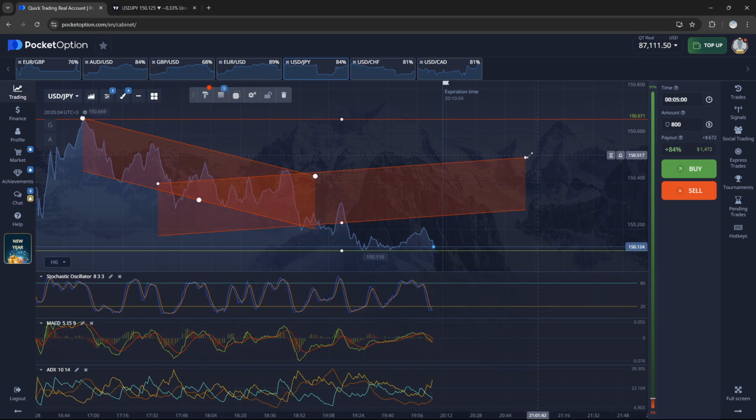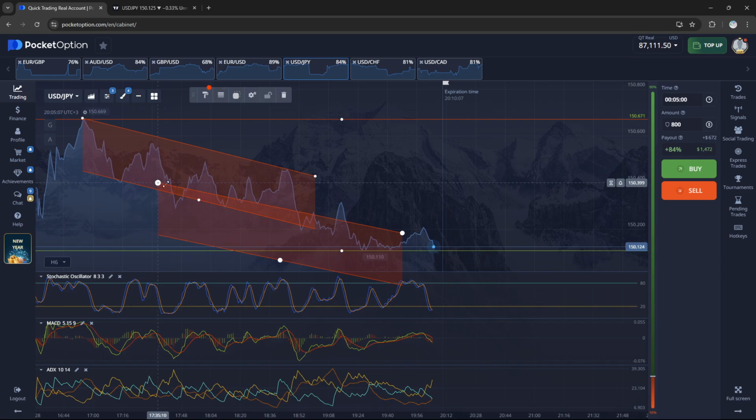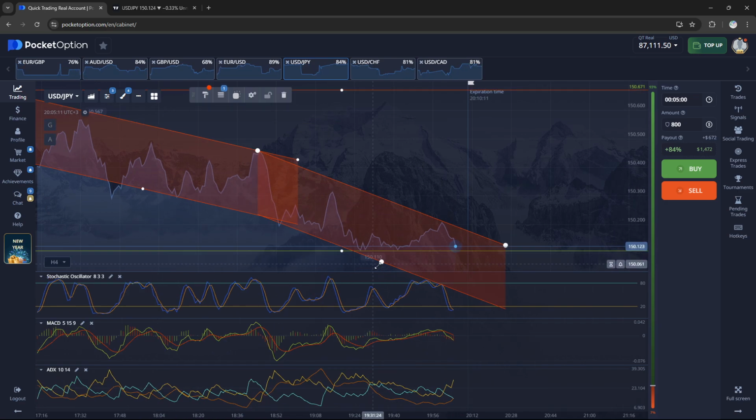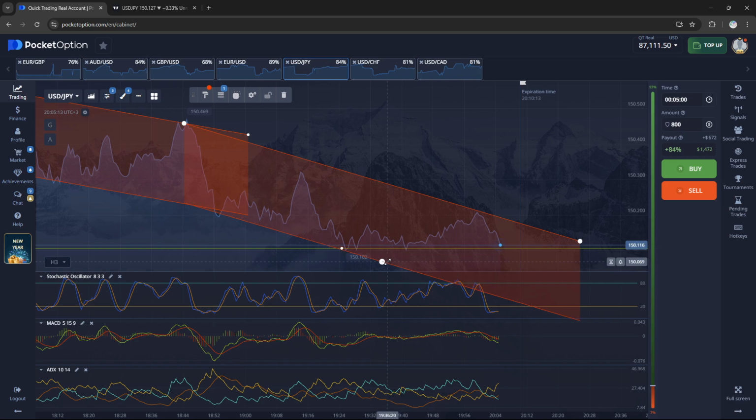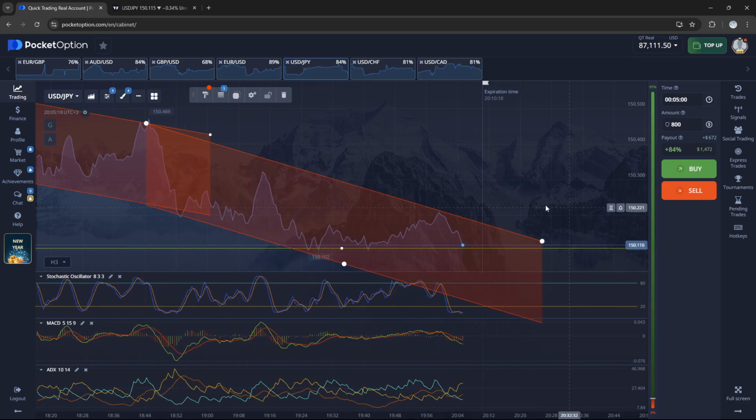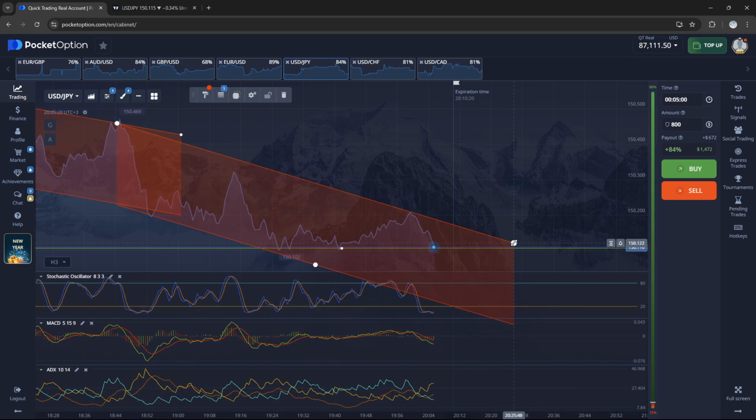Now, let's talk about the stochastic oscillator. It's showing a clear downward cross after brushing near the overbought zone. That's a classic sign that bullish momentum is fading and sellers are starting to take over. Every time we've seen this signal on this chart, the price has moved lower.